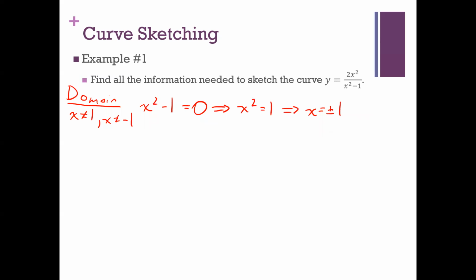Anything else the domain might not include? It's a rational function, right? So the only way those kinds of functions are not defined is when the denominator is 0. And I think we found everything. I'm not even going to give you the interval notation. This is a perfectly fine way to indicate the domain, to say that x cannot be those two things. So we got the domain. That'll help when we graph something.